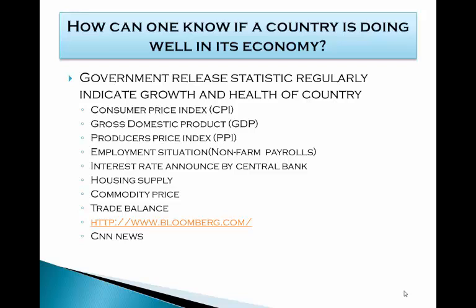And the interest rate announcement by a central bank. Every central bank will come to the market and announce whether they will adjust the interest rate up or down, usually quarterly. So these are pieces of information that we don't have to worry about every day, because we already know in advance when the announcement is going to be made. And then we have housing data, the commodity price, trade balance, and so on.